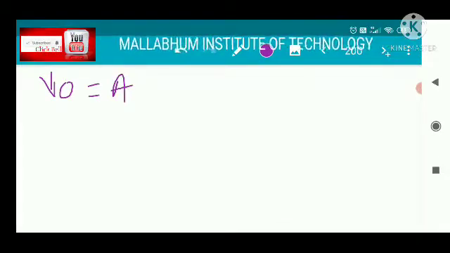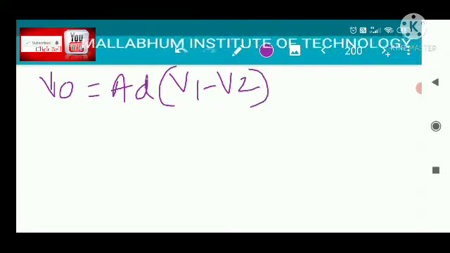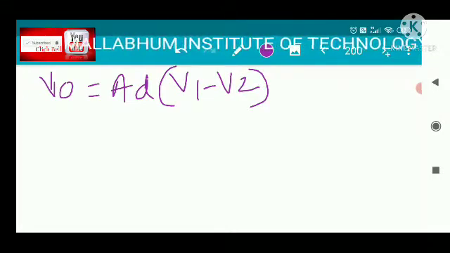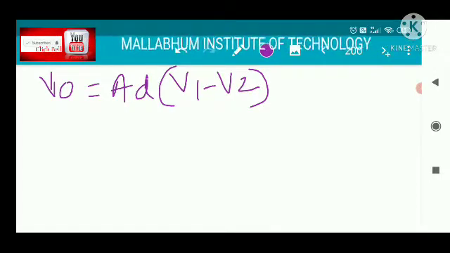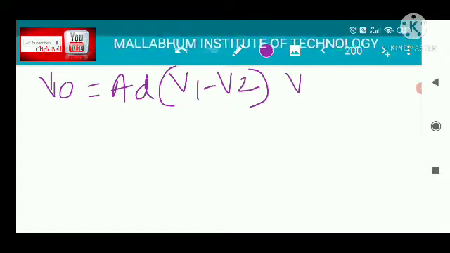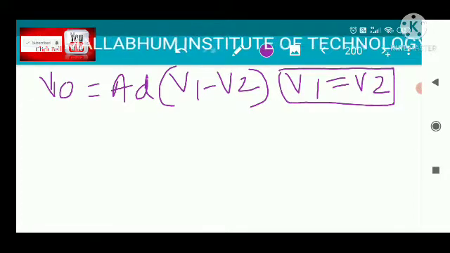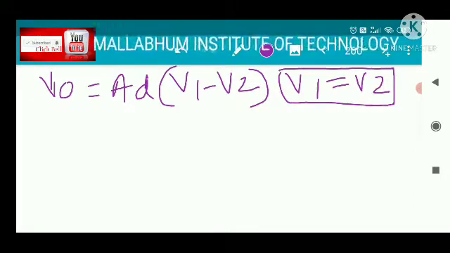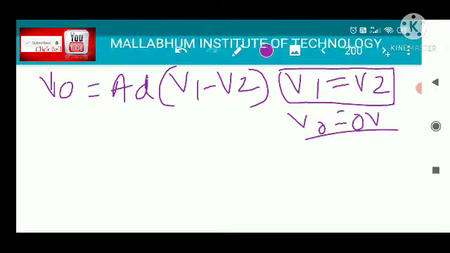can be written as AD into V1 minus V2. So this is the expression where AD is the gain of the differential amplifier. Now if the input voltage V1 is equal to the input voltage V2, what will be the output voltage? The output voltage is actually 0 volt. Why is it 0 volt?